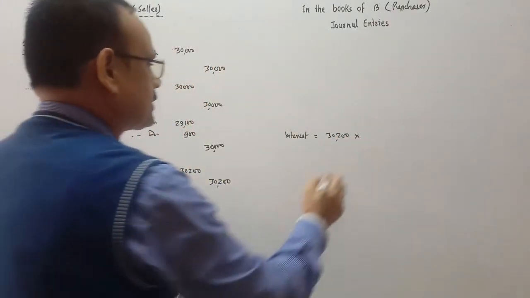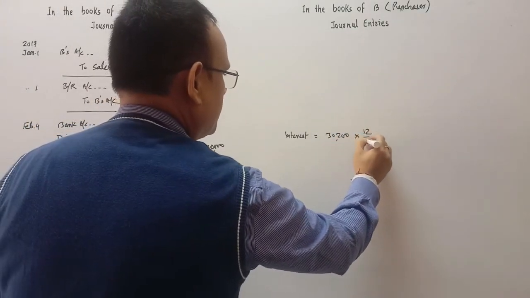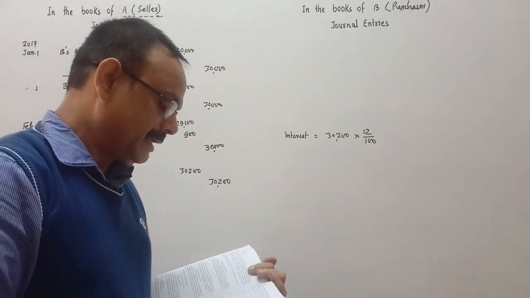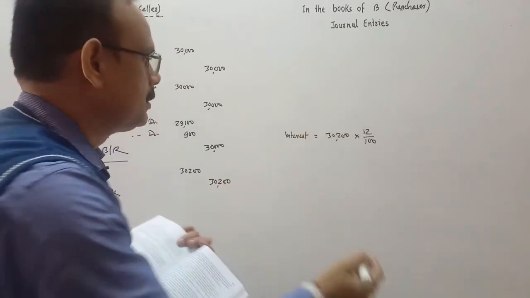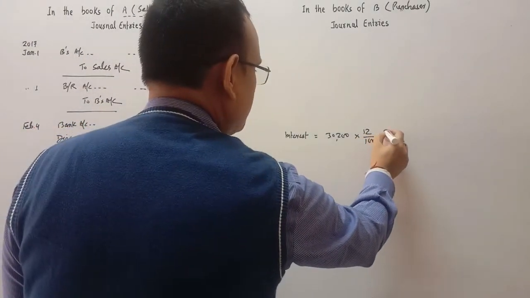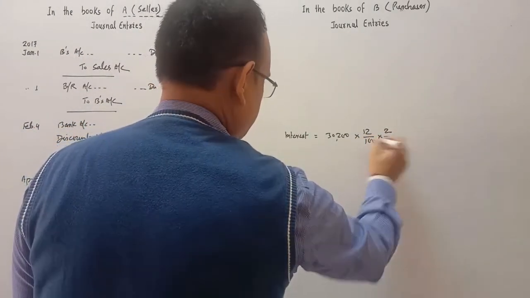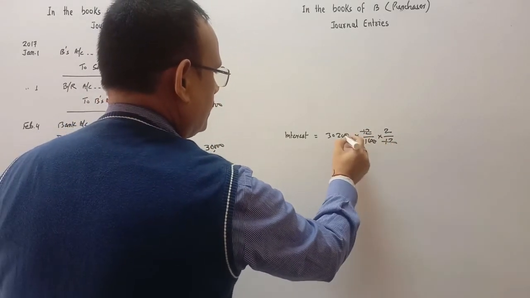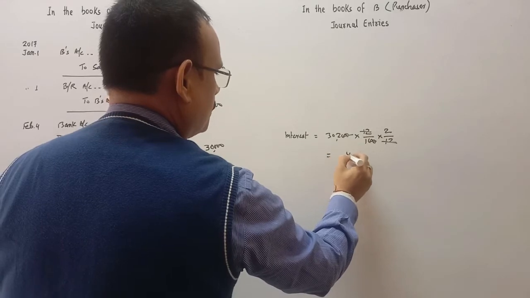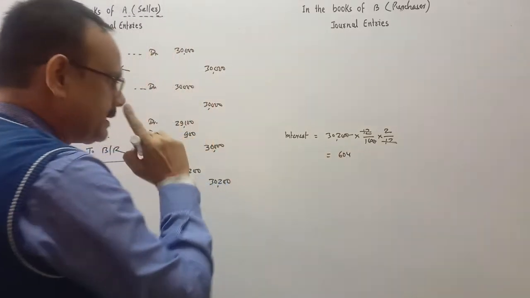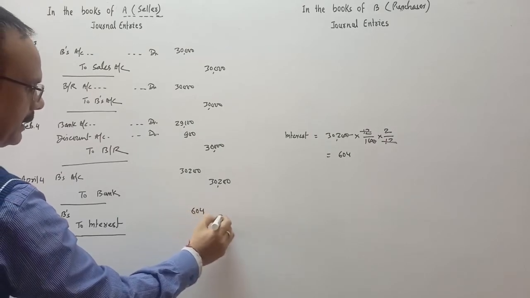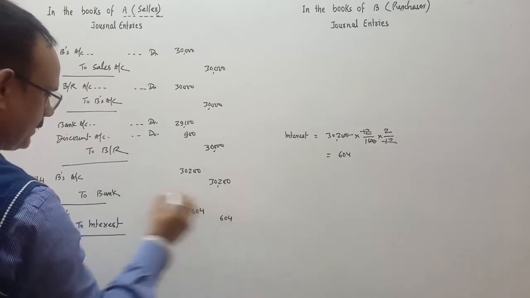The rate is 12% per annum. And the renewal of the bill is for how many days? The bill is renewed for 2 months. So we'll calculate the interest for 2 months. Okay. So it is 604 rupees, the amount of interest.